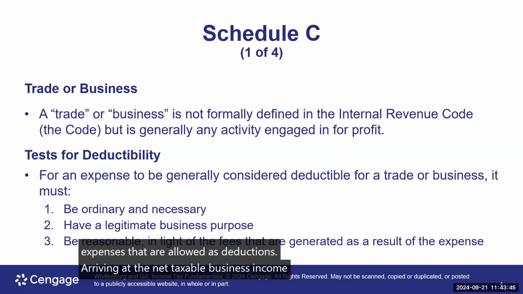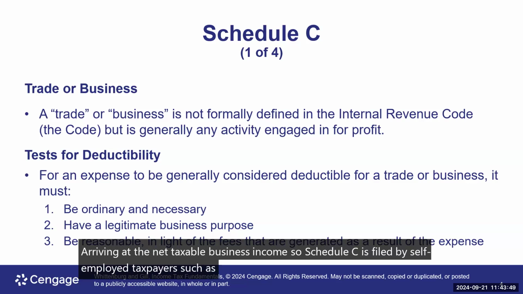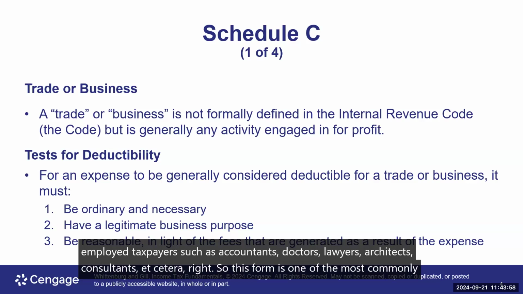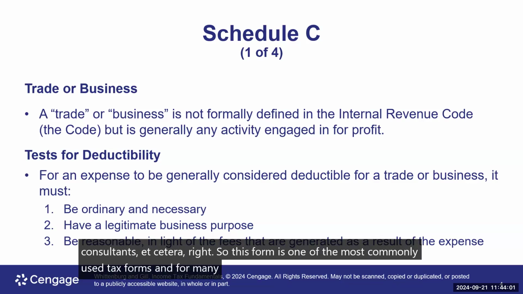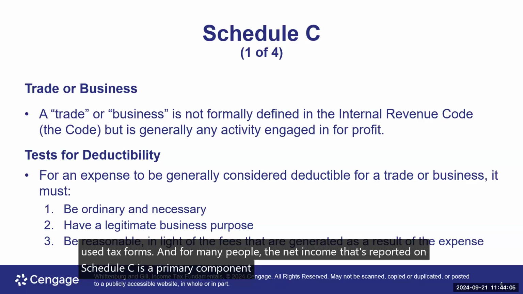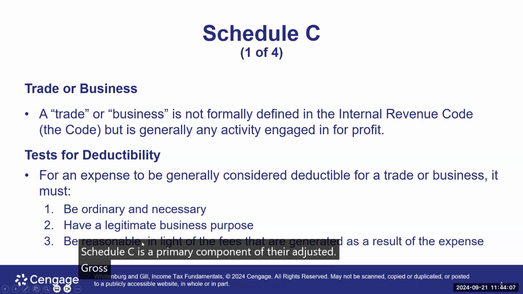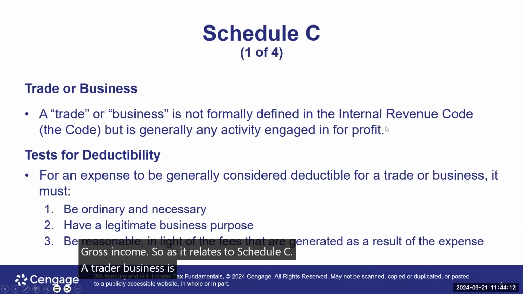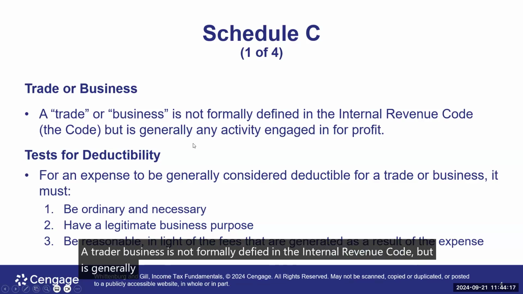Schedule C is filed by self-employed taxpayers such as accountants, doctors, lawyers, architects, consultants, etc. So this form is one of the most commonly used tax forms, and for many people, the net income reported on Schedule C is a primary component of their adjusted gross income. As it relates to Schedule C, a trade or business is not formally defined in the Internal Revenue Code, but is generally any activity engaged in for profit.